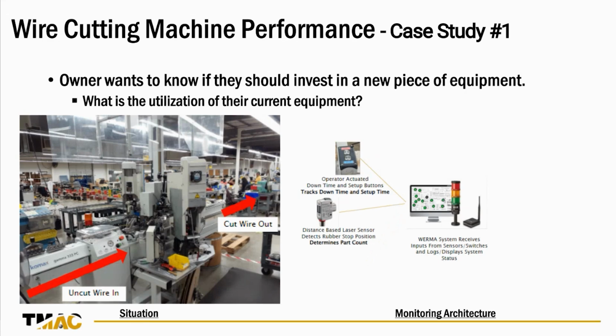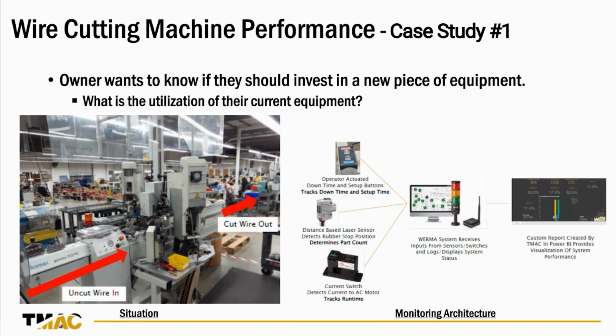And then we also had a current switch which we used to calculate when the system was on or not in order to determine availability. And on the far right, we show what the visualization looked like. In this case, it was a visualization created in Power BI.